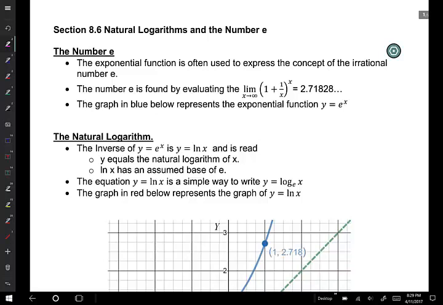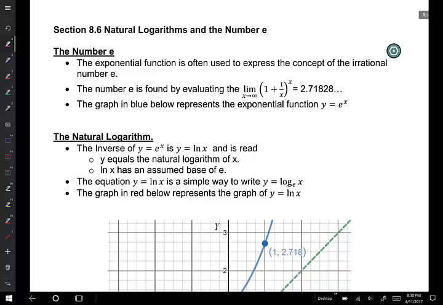Today we're talking in section 6 about natural logarithms and the natural number e. Now, we haven't talked about the number e before. You've only ever talked about the number pi, but e is another number that's irrational, and we are going to use the number e to describe a number of exponential functions as we move forward, and it's often used for growth or decay in a function.